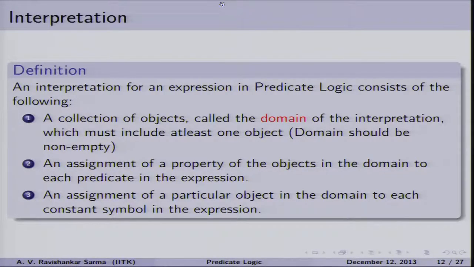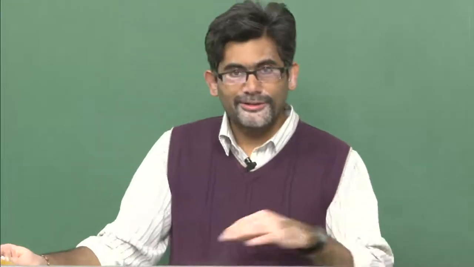First, we need to have a domain of the interpretation, which must include at least one object. Sometimes the domain can also be empty. In the empty domain, a property such as "for all x, P(x)" is going to be vacuously true, whereas "there exists some x, P(x)" with respect to an empty domain is going to be false. We are going to see the difference between these in a while.